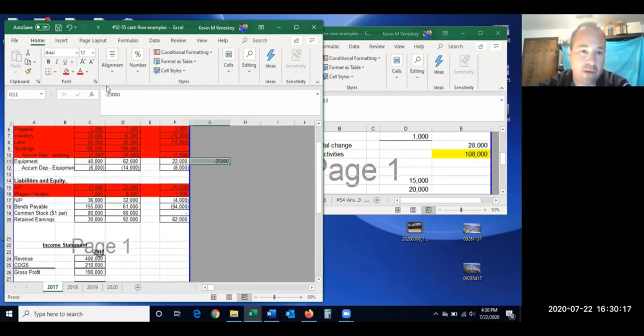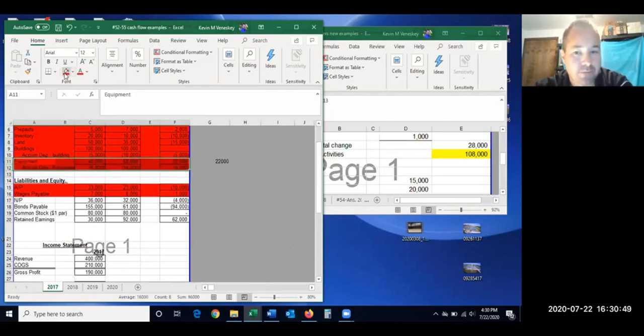So I'm going to put in an equation now. Negative 25 plus 47. If I add those two together, I now have 22,000. I have explained why the equipment changed by 22,000, because I sold some and then I bought more, and that's why the difference here is a net 22,000. So I have now explained my equipment, and then therefore we always get rid of the accumulated depreciation as well.